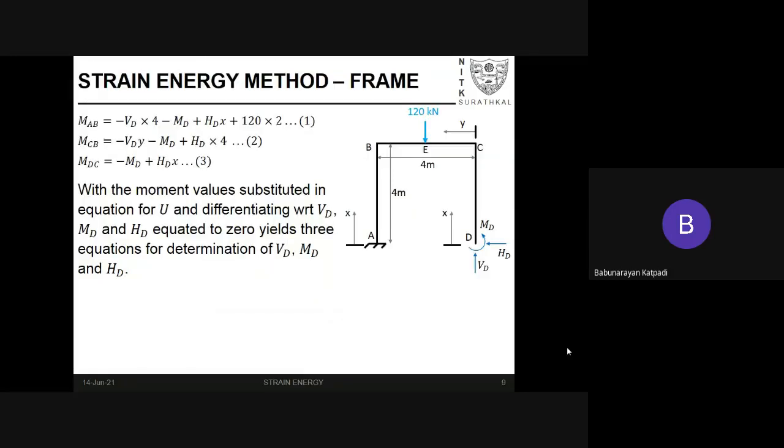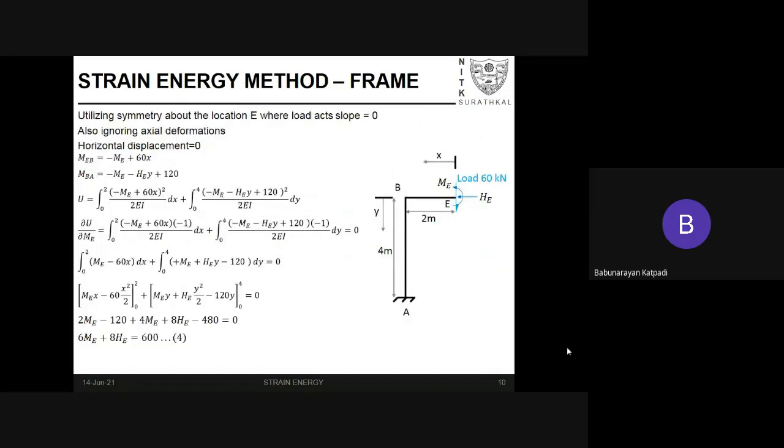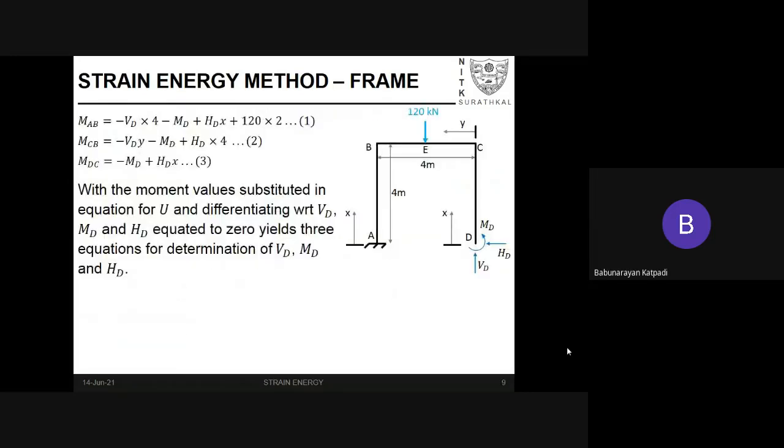Then we applied the strain energy method. How can we apply the strain energy method? The analysis of the same frame, where we took at one of the ends the redundant reactions, VD, HD, and MD. We set up the moment equation, taking regions, writing equations for the moment. These moment equations will be used to write the strain energy equation.